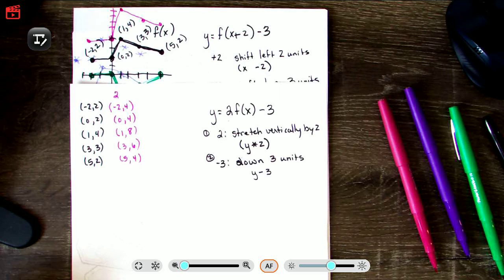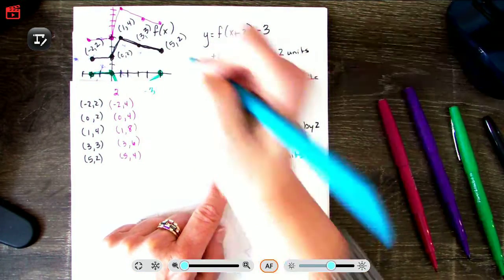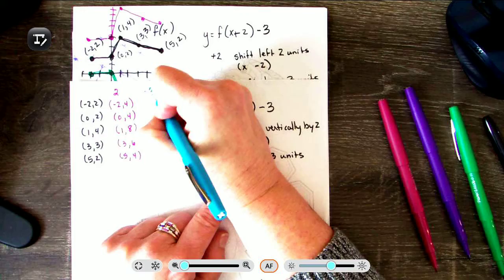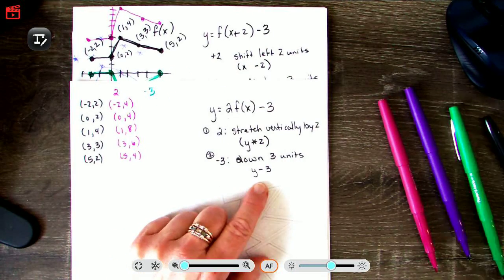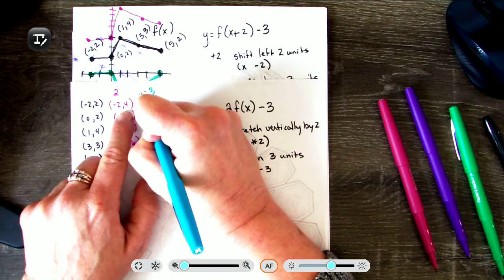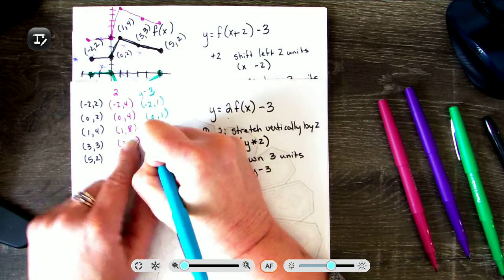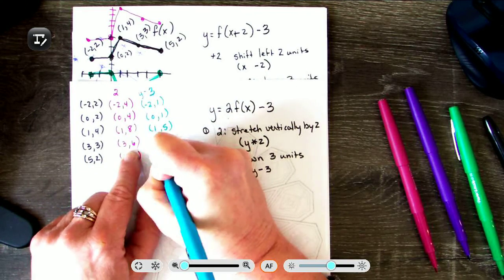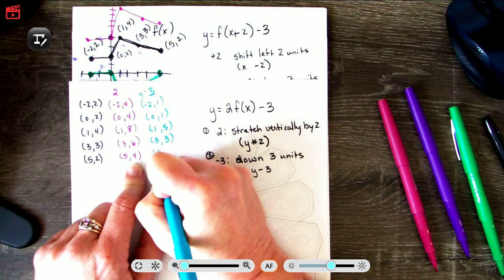All right, let's do the last step, and that is that minus 3. That is going to move everything down 3. So we've got to take our y's and subtract 3. So negative 2, 1, 0, 1, 1, 5, 3, 3, and 5, 1.